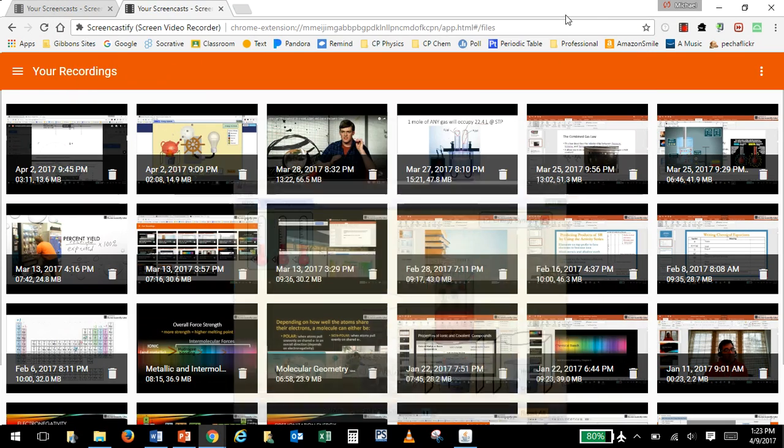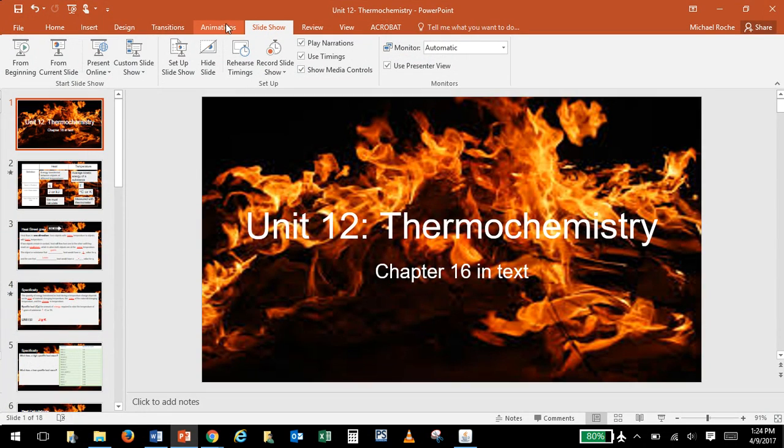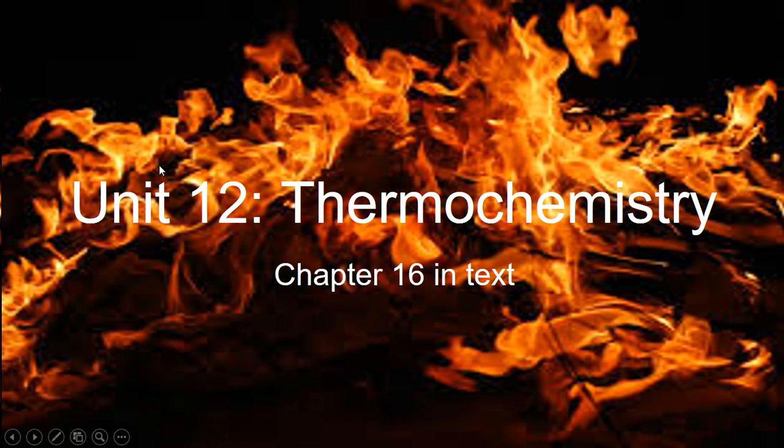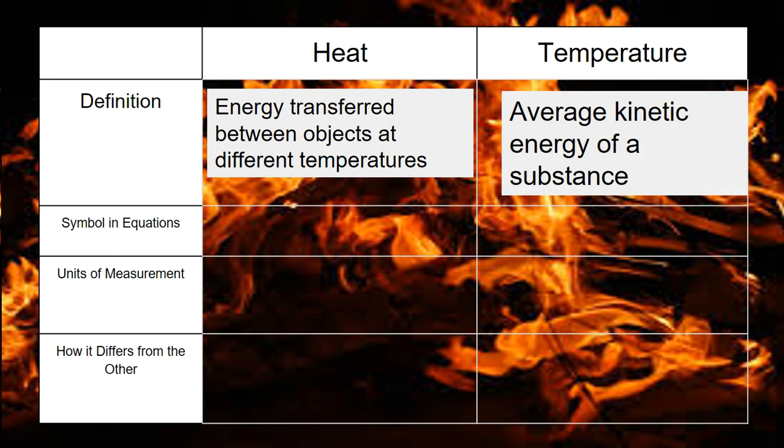All right. So, having said all that, let's talk about this unit. So, the definition of heat is energy transferred between objects at different temperatures, and temperature is the average kinetic energy of a substance. So, the key here is that heat is energy transferring, and temperature is more of a measure of how much things are moving.